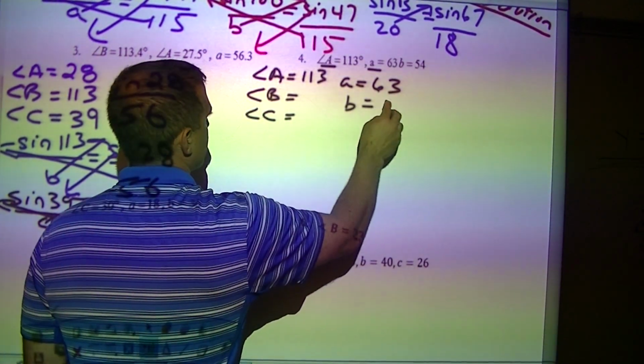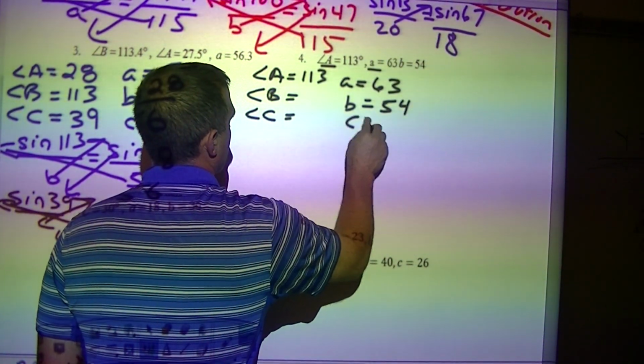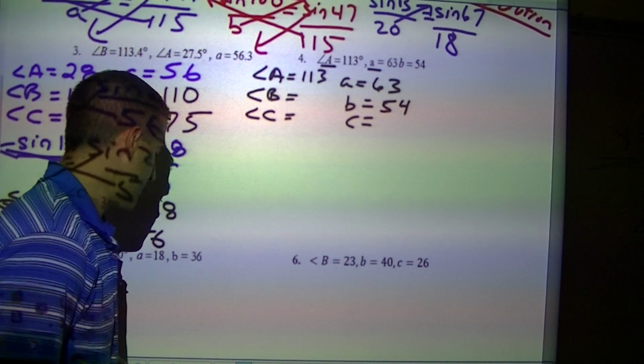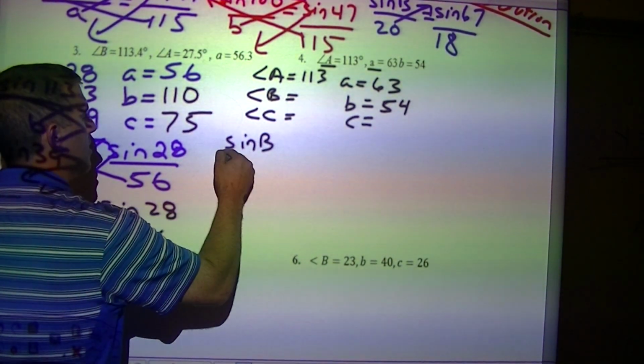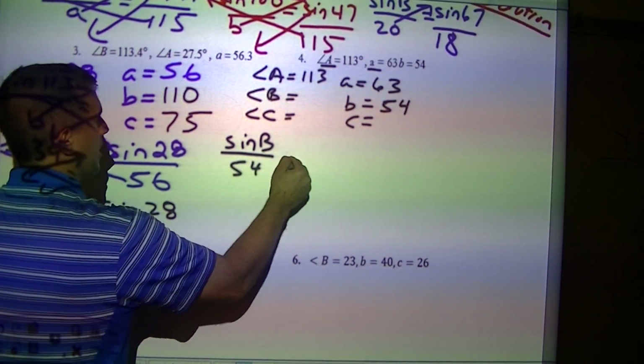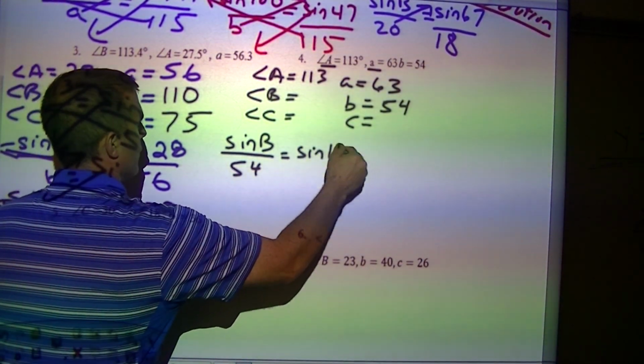I know little a is 63. I know little b, which is 54. And little c, I do not know. So the only thing I can do is find sine of big B over 54 equal to sine of 113 over 63.